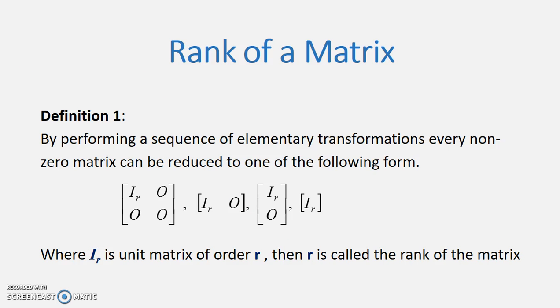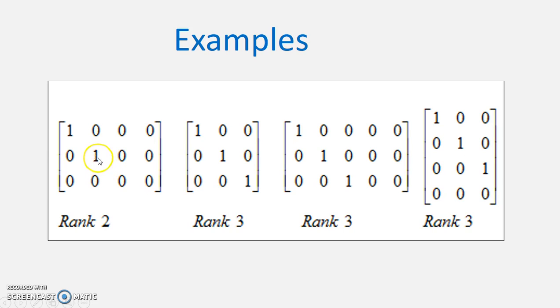Okay. Let us see what is rank. The rank which we are seeing now, we will not use, but this is just for understanding what rank is. By performing a sequence of elementary transformations, you can even have row as well as column transformations to convert a matrix into this form. When you perform these operations, any non-zero matrix you will be able to convert into any of these four forms, where I stands for the unit matrix and r is the order, where this r is called the rank of the matrix. For example, this has rank 2, rank 3, this has rank 3 again, and here also rank 3.